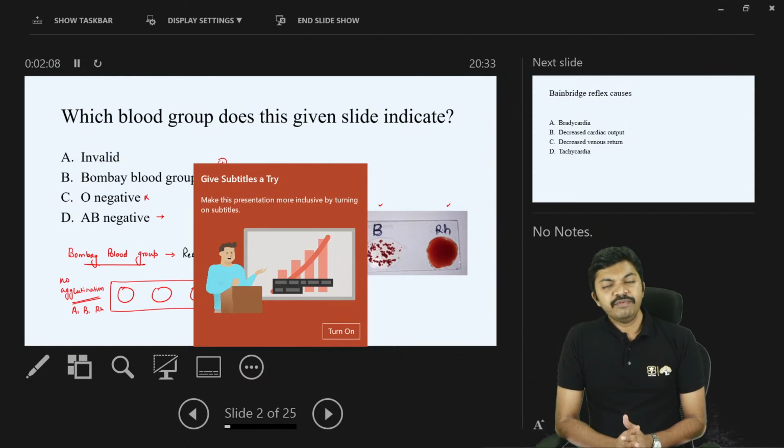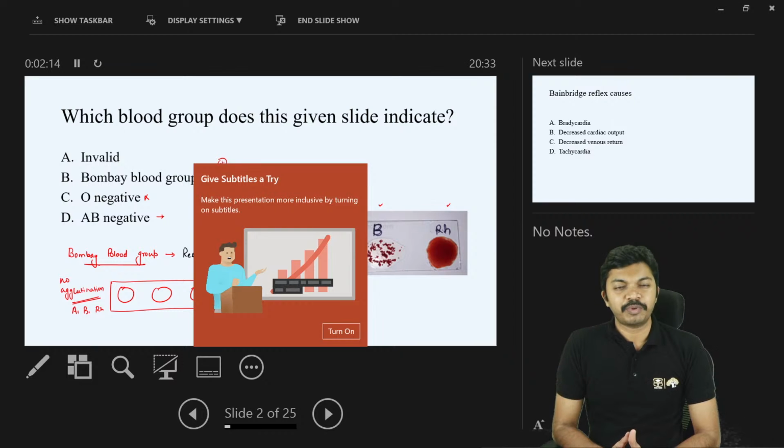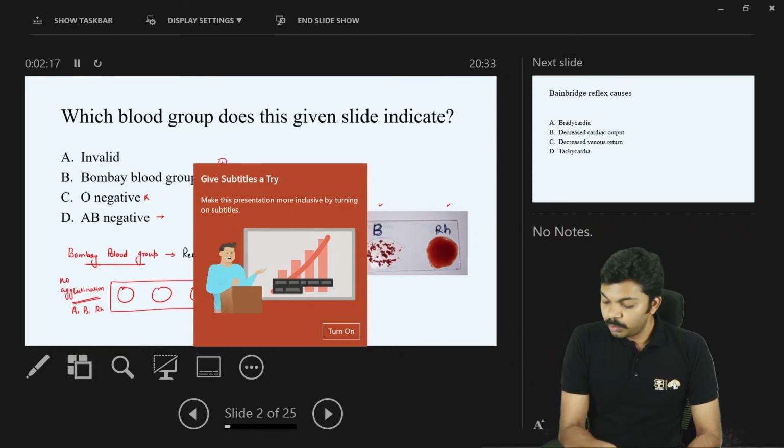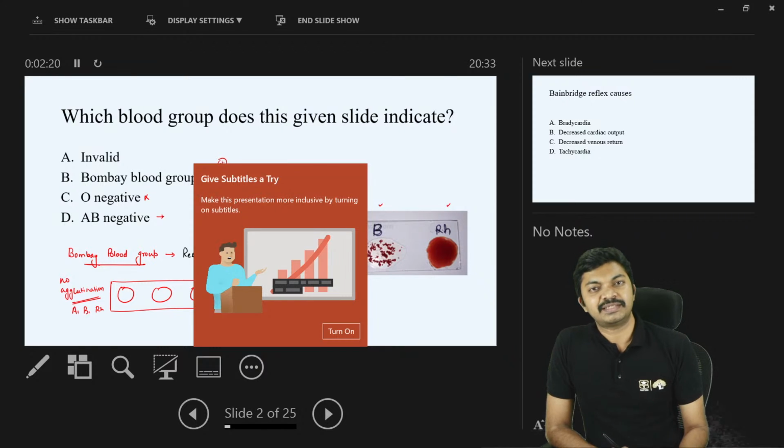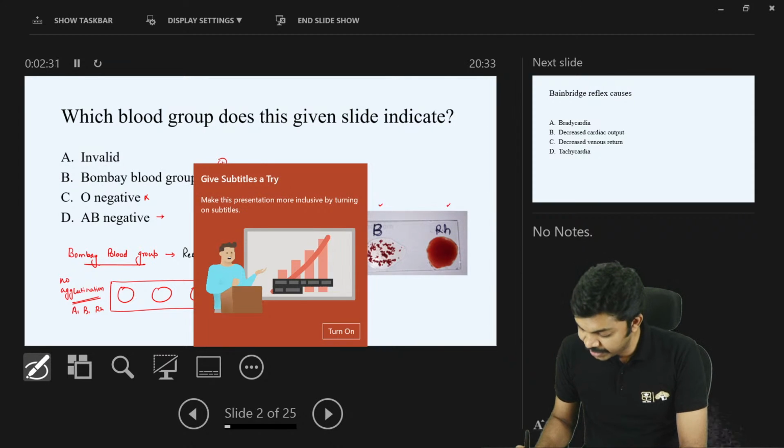Even though a slide resembles O negative, how are we going to ensure it's a Bombay blood group and not an O negative slide? Once we get O negative as a result, we got to add H antigen antibody. After an O negative slide is seen, it is essential that we go for H antigen testing. In another way, we got to add anti-H. That's very, very important.